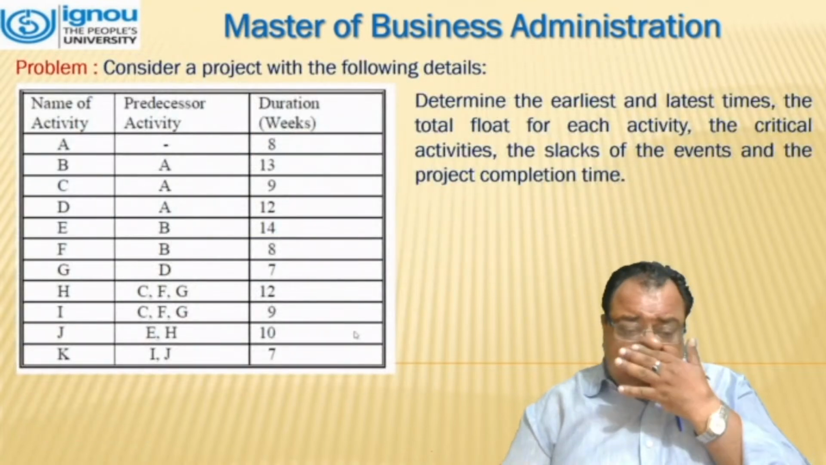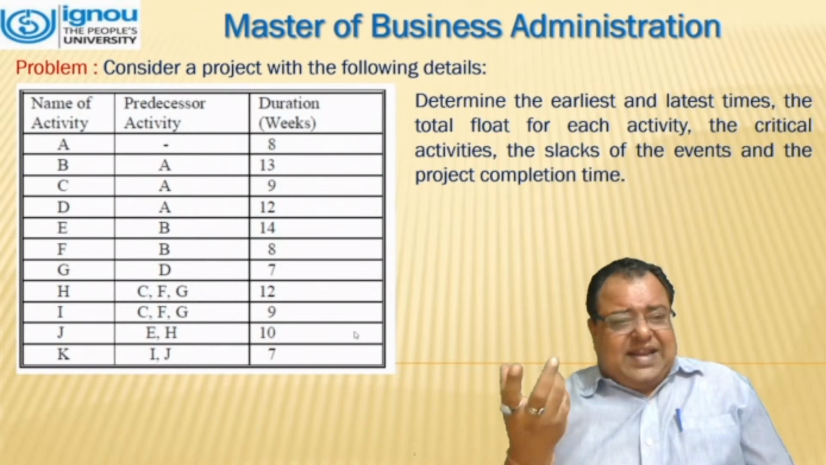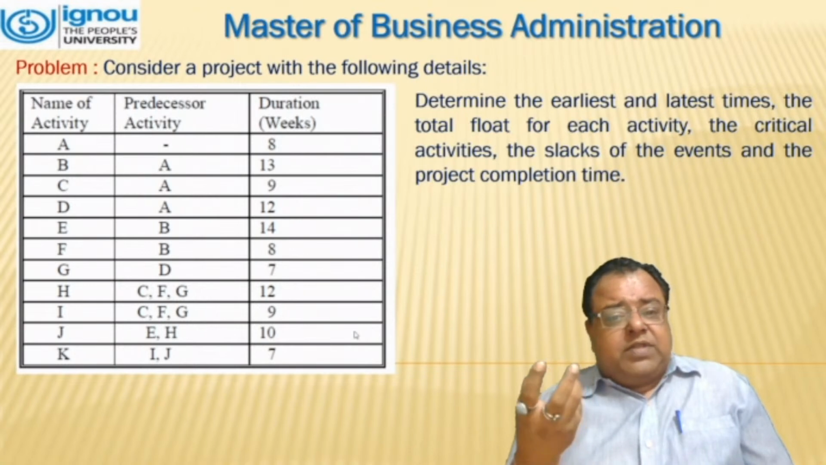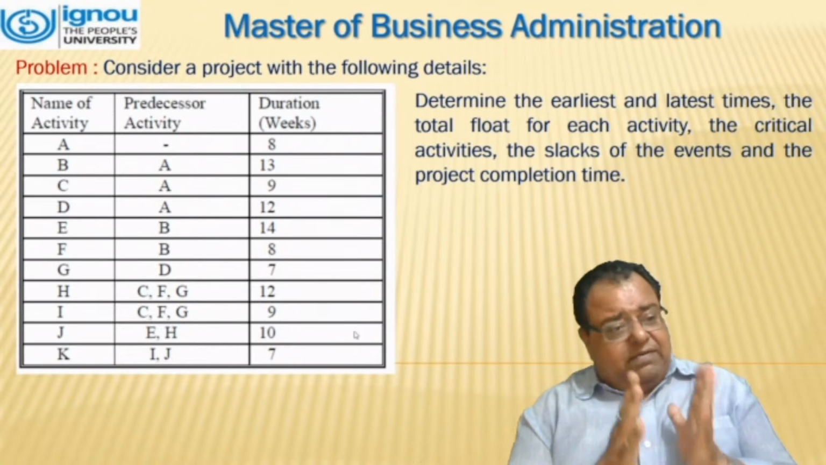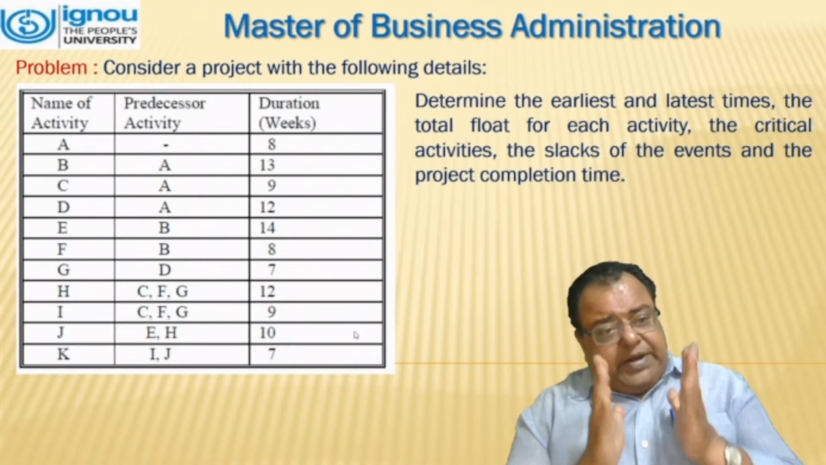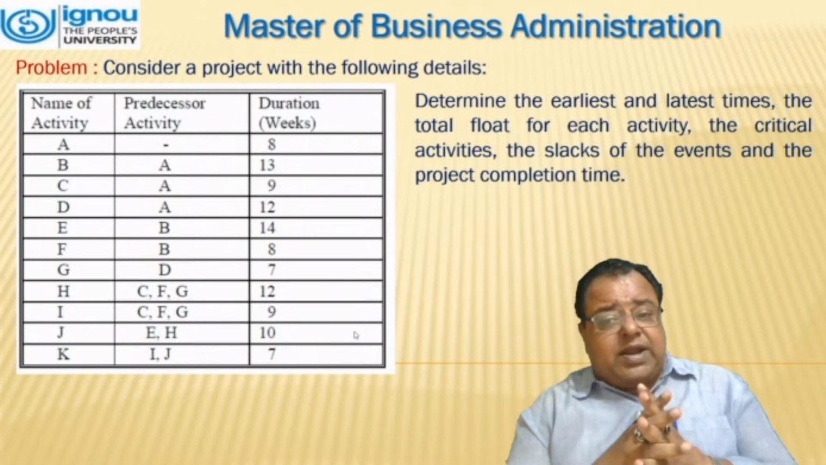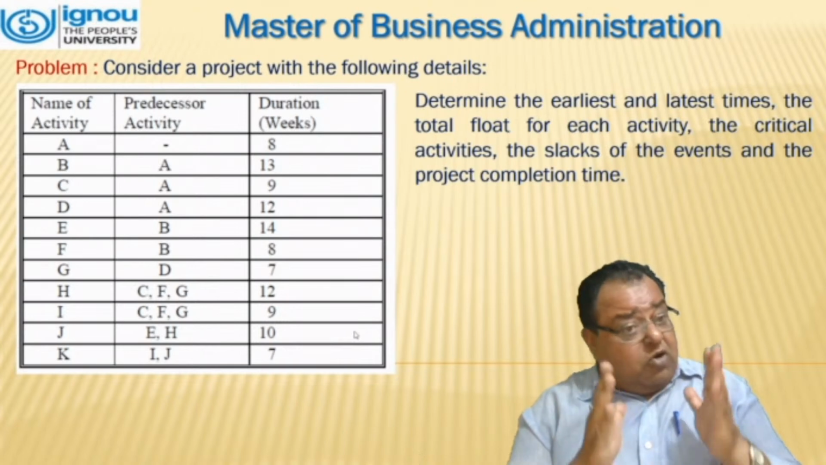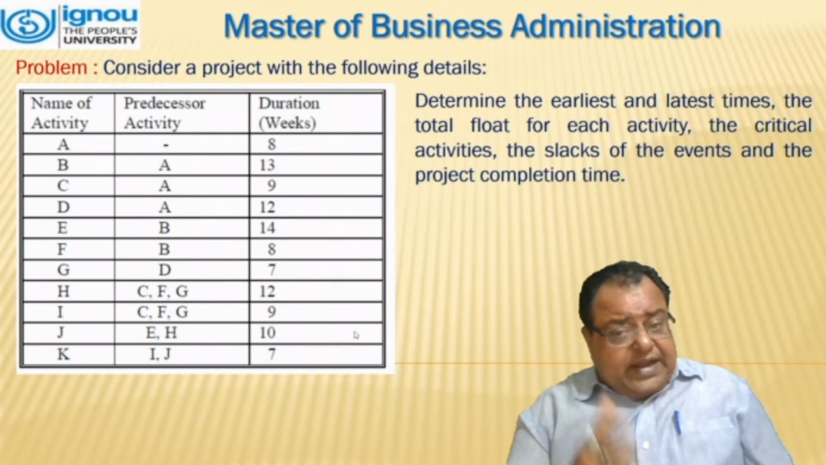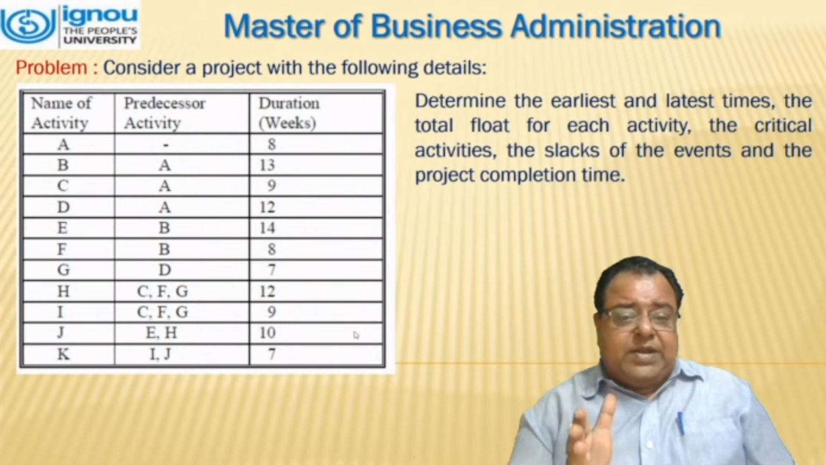Now we take up another problem which will be related to float and slack. The problem is given to us. Consider a project with the following details. We are given 3 things only: the activities, predecessor activity, and the duration of the completion. We have to determine the earliest and the latest time, the total float of each activity, the critical activity, the slacks of the event, and the project completion time.